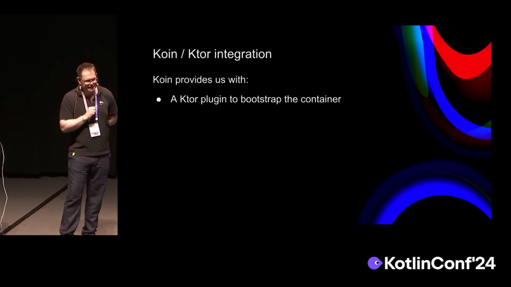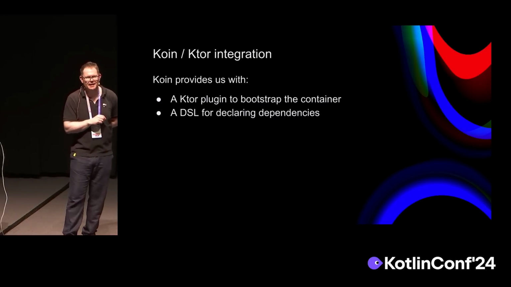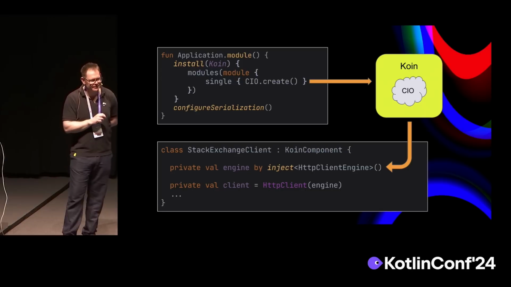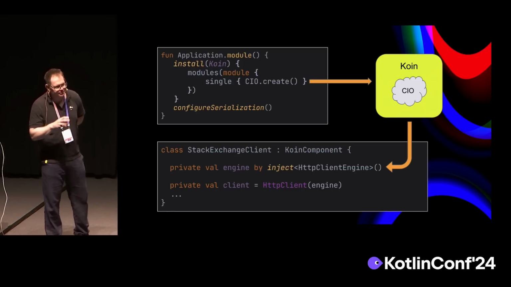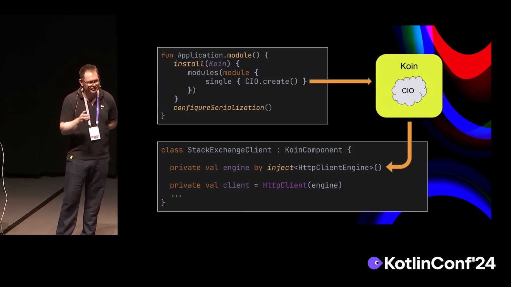So what does Koin give us? It gives us a Ktor plugin that we can include in our application, a nice DSL for declaring our dependencies, and a couple of different ways for injecting them. This is what you could end up with here. In your module function, in your setup function, you're saying install Koin. So we're installing the plugin, and then we're giving it a module that contains our dependencies, the things that we want to inject. In this case, we just want to inject a single instance of the CIO engine.